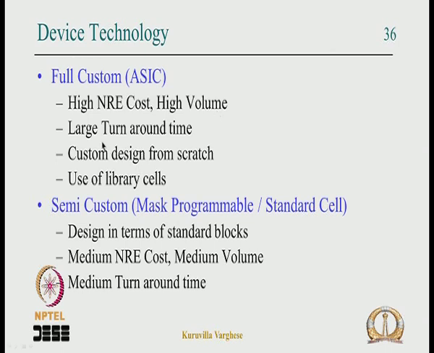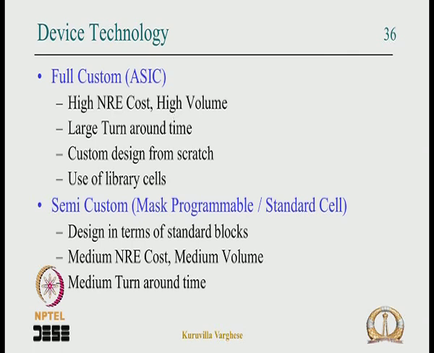This also takes a large turnaround time from the finalization of the specification to the first chip. It may take 1 year, 1.5 years, 2 years and so on. So ASIC is a huge costly affair, but once it is designed it can be made to work at very high frequency, like the 3 gigahertz processor chips. That is because it is an ASIC, it is custom design.